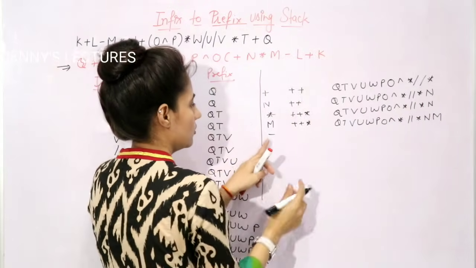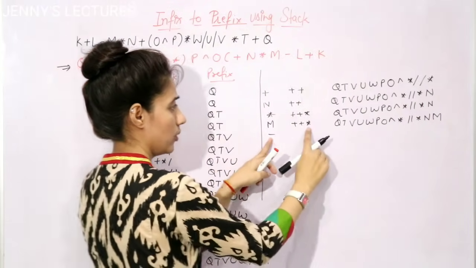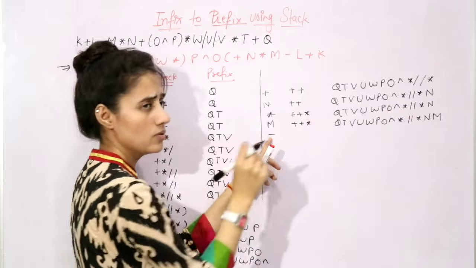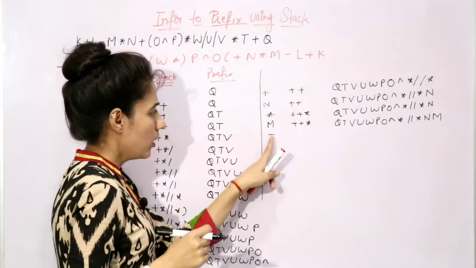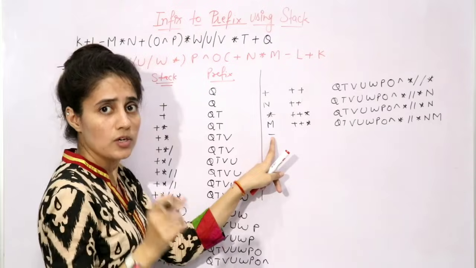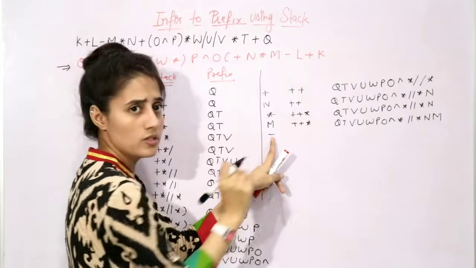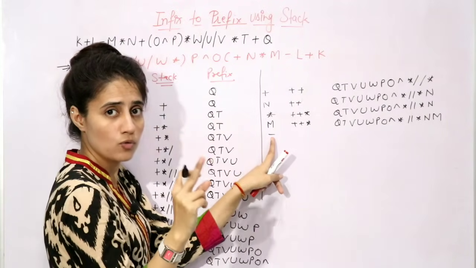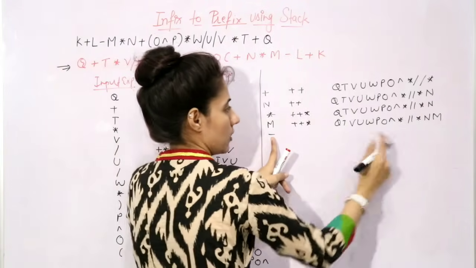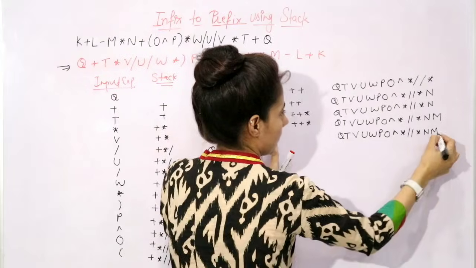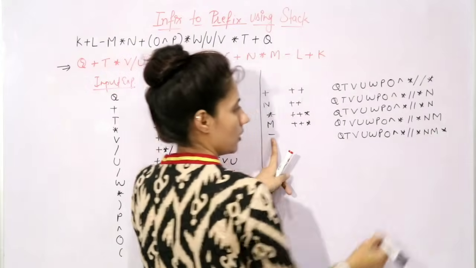Now we have minus. Now check this one with the top of the stack. Here we have multiplication. So now this incoming operator has lower precedence than the top of the stack. So you cannot push it. What you need to do? First of all, pop out this operator, right? So here we have now this one.